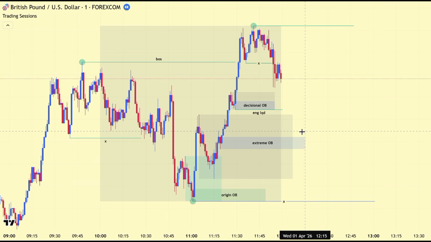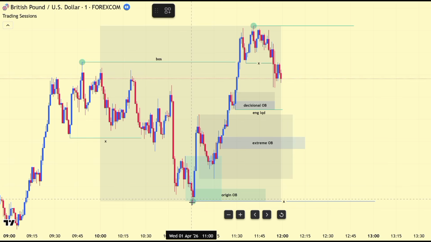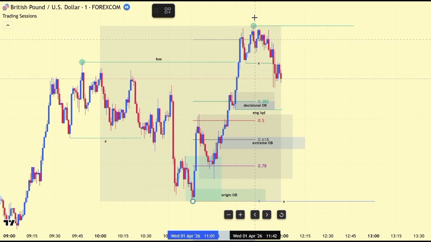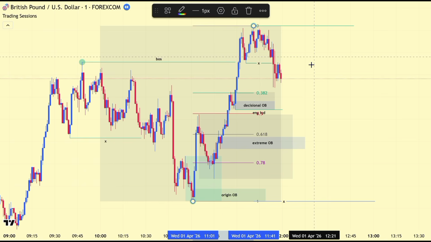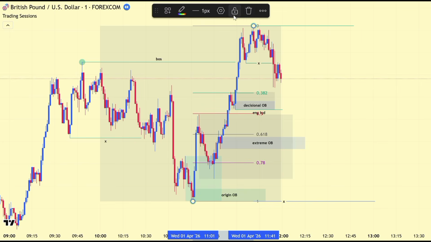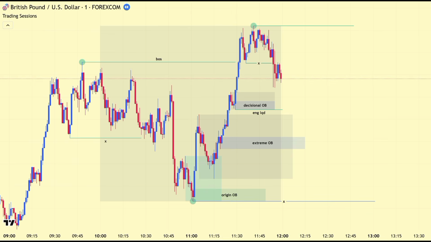So what does this mean? He's looking forward to buy anywhere there. He can even go to the point where he uses the fib, drag it from that low all the way to that high, so that you get to see what POIs are actually the discount of the dealing range. And we can clearly see the order flow is in the discount of the dealing range, as well as the extreme order block and the extreme OB. So in that case, he'll be waiting for those order blocks to be okay.